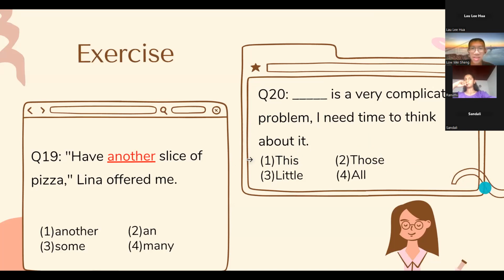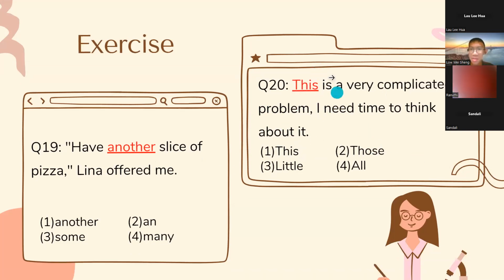And yeah, that's correct. The answer is this because is implies singular. So it means it's a singular problem, and also problem is singular too. So therefore it's only one object. So out of these four options, only this applies for singular nouns.